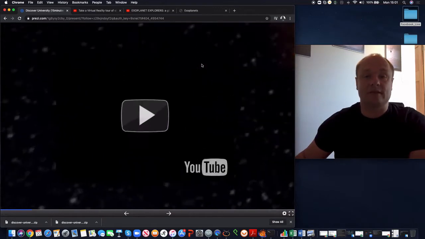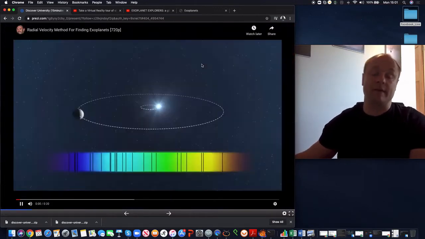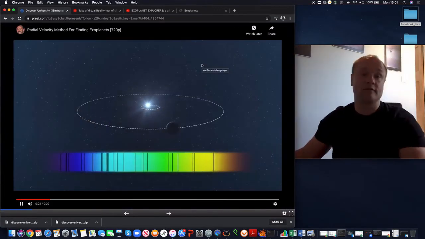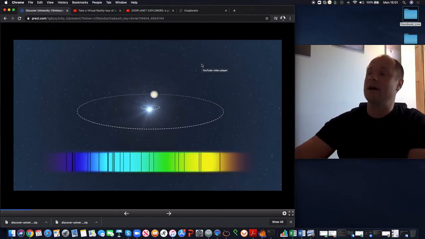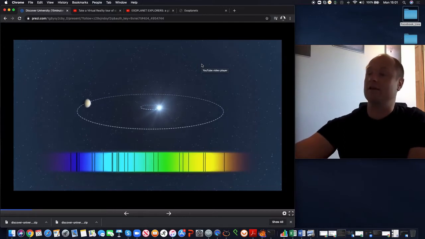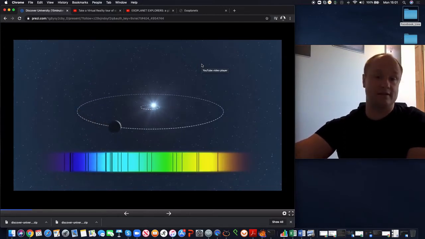But exoplanets themselves, how do we find them? Well, there are two main methods. The first one is called the radial velocity method. It's really simple. You can see a star in the center here and a planet orbiting around. And the planet has gravity too, and it's gradually, slowly wobbling the star.